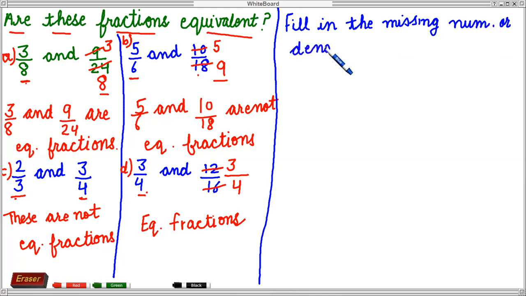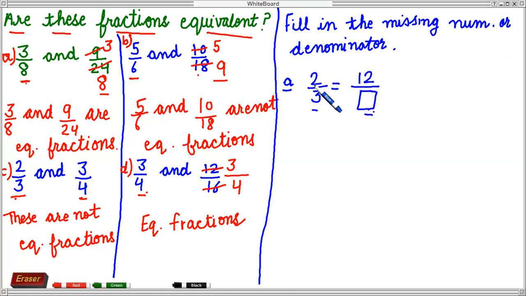Now in this, what will happen? Two fractions will be given to us, like this is the A part, 2 by 3, and here it is given 12 by dash. And in between both the fractions, there is an equal to sign. Equal to means this fraction and this fraction are equivalent fractions. Now how will we find out this denominator that is missing?